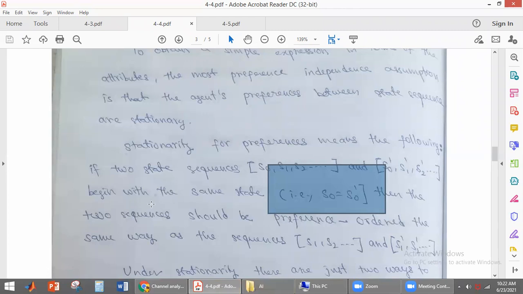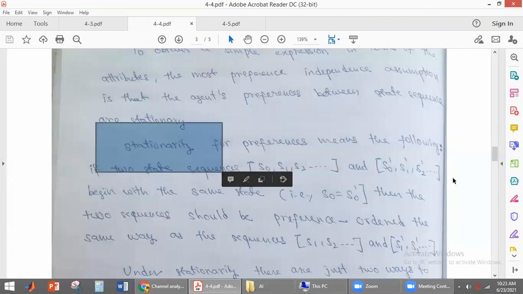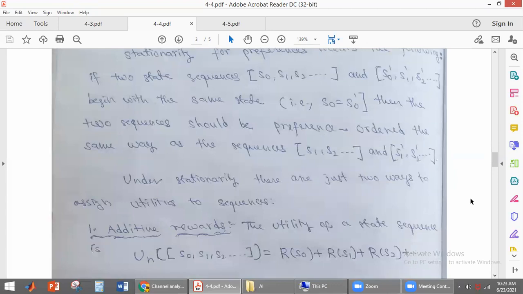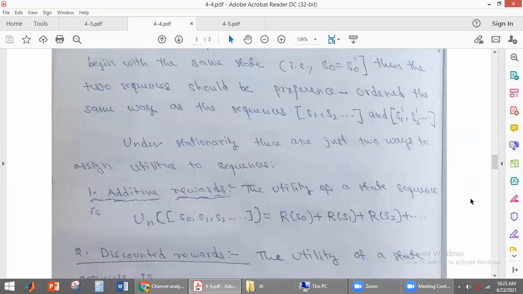Then the agent will take its preferences in the same order in which the sequences occur: S1, S2, and so on, and S1 dash, S2 dash, and so on. The agent will also take the same order. If it takes the same order, then it is called stationary. Stationary is defined like that. So here we assume that the agent's preferences between the state sequences are stationary.